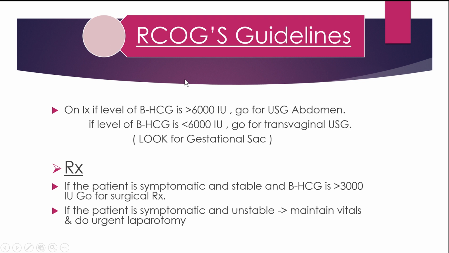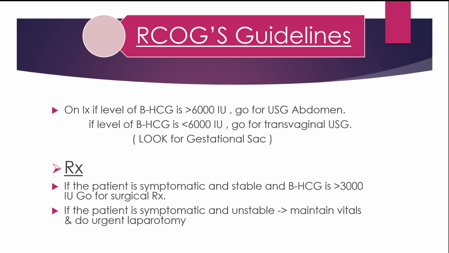This is very important. RCOG's guidelines, it stands for Royal College of Obstetrics and Gynecology. What do RCOG's guidelines represent? RCOG's guidelines state that the diagnosis should be based on two investigations. One should be the beta HCG level and the second should be radiology. Among radiology, you can go for either abdominal ultrasonography or transvaginal ultrasonography.